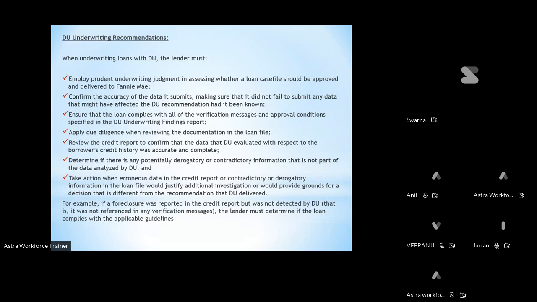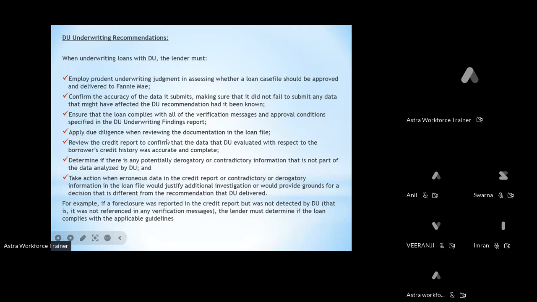For example, if a foreclosure was reported in the credit report but was not detected by DU, that is, it was not referred in any verification messages, the lender must determine if the loan complies with the applicable guidelines. Correct, so this is a best example. Foreclosure was detected in the credit report, but it's not there in the DU, the AUS. Then that's one of the red flags you can say. So whatever we read here, this can be a red flag for the AUS.